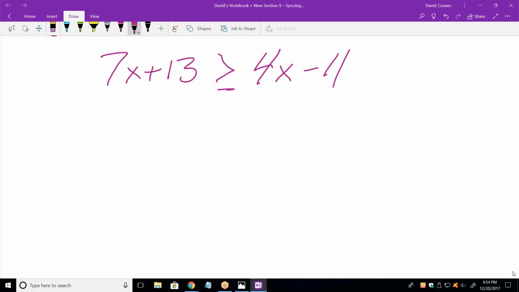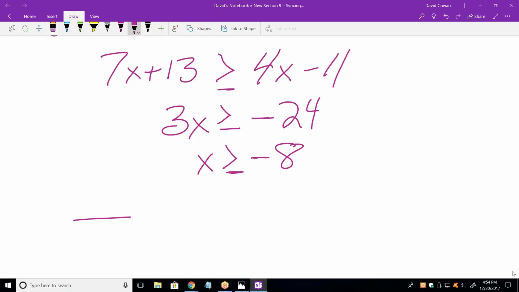Minus 13 and subtract 4x. Okay, tell me what the next line is. 3x is greater than or equal to minus 24. And the next line. Do you divide it by 3? Yeah. So x is greater than or equal to minus 8.